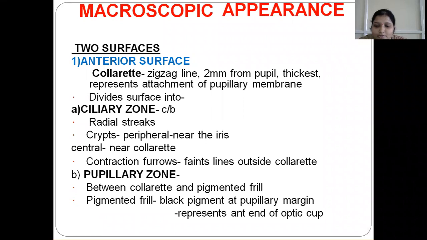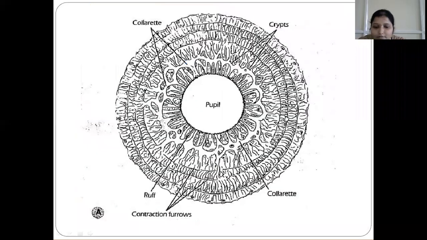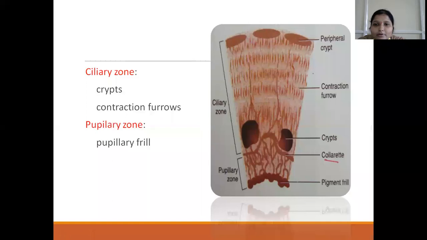So here you can see the ciliary zone, that is the peripheral zone, and it is characterized by the presence of crypts, where the anterior limiting membrane is absent. There are two rows of crypts. One is the peripheral crypts.